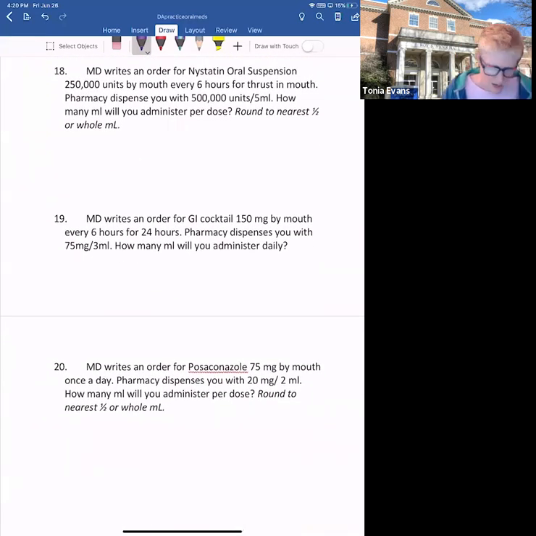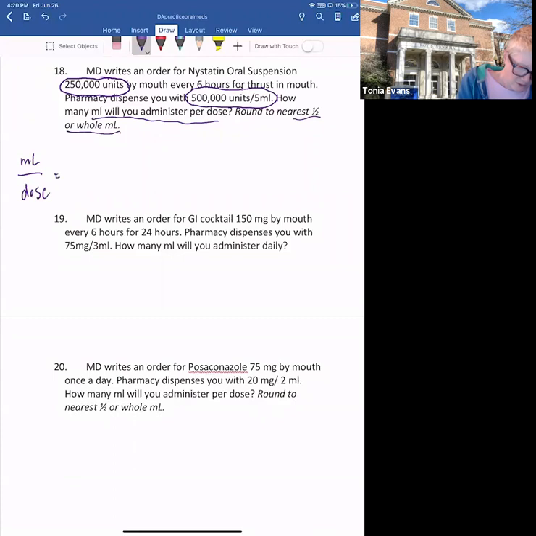Okay, number 18. Nystatin oral suspension. So here's our ordered dose, 250,000 units. Pharmacy sent us 500,000 units per 5 mL. So we're looking for milliliters per dose, round to the nearest half or whole milliliter. What do I know about milliliters? I know that in 5 mLs, I have 500,000 units. I know that's a lot to write out, but you'll have them like this, and that's just the way it is. You'll even have up into the millions on some questions.